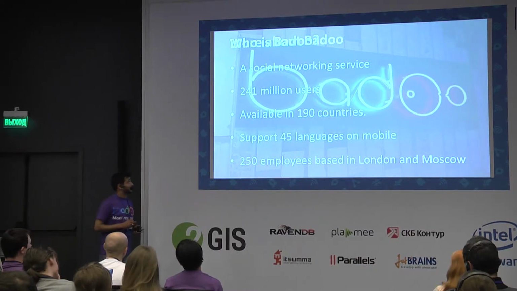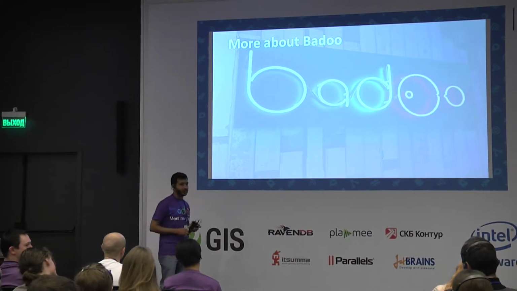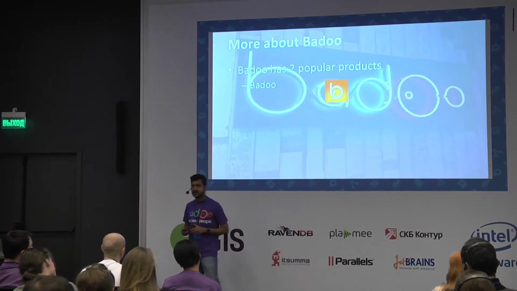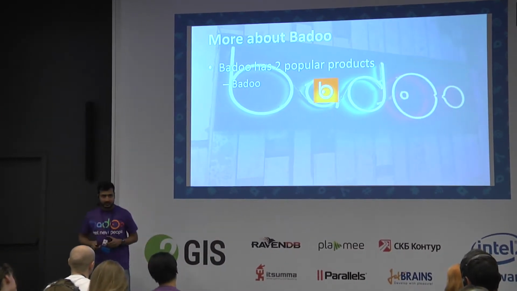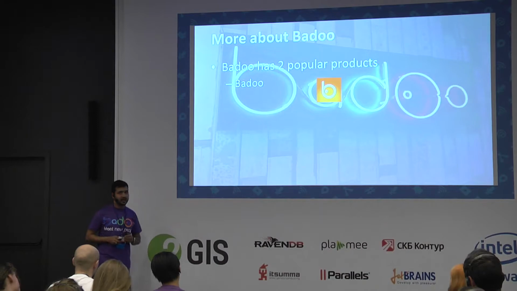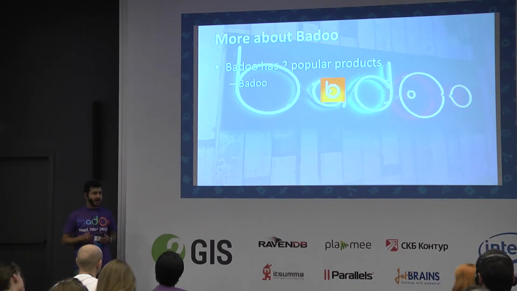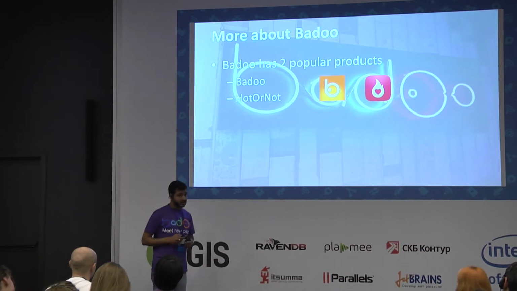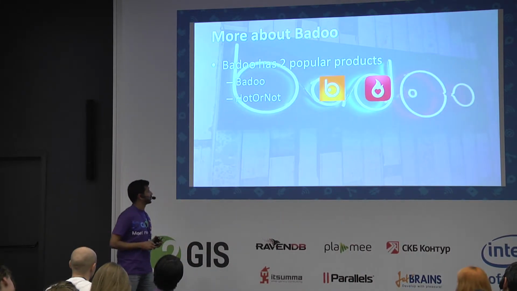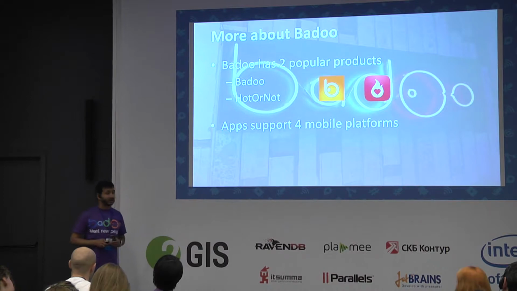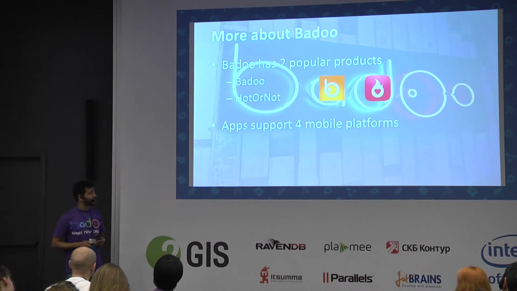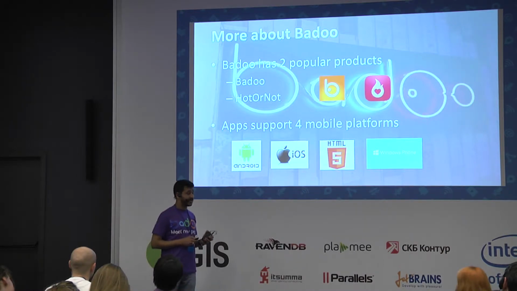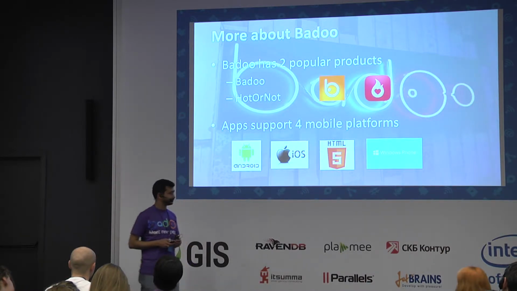More about Badoo: we have two amazing applications. The first one is Badoo, which we released 5 years ago. We have 50 million downloads on Android and approximately a similar figure on iOS. We also have another application called Hot or Not, and we support these two applications on 4 mobile platforms: Android, iOS, mobile web, which is HTML5, and Windows Phone.